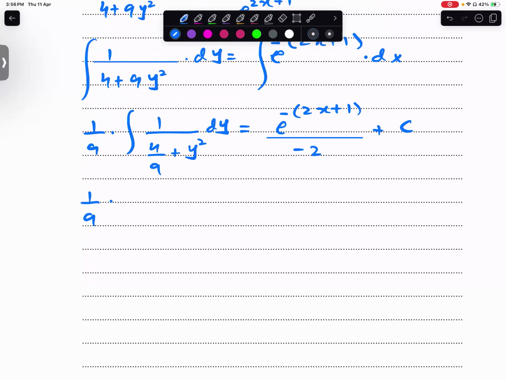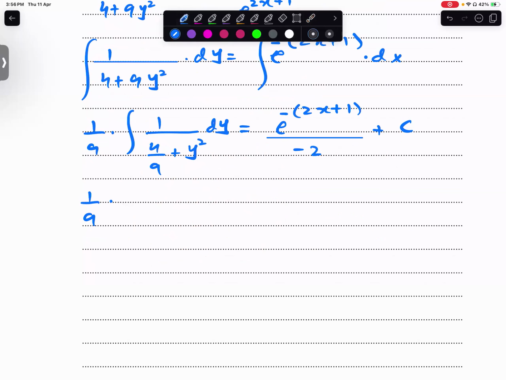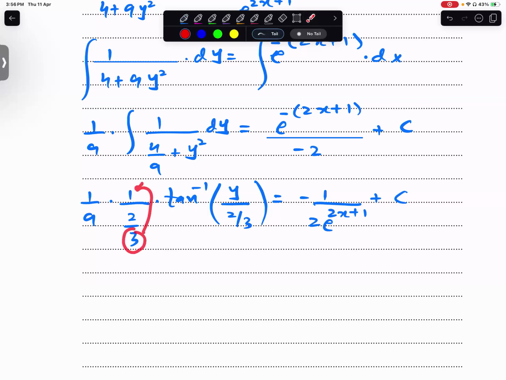Also integrate the left side. You can see that this is 4 over 9. So I can treat it as (2 by 3) whole square plus y square. Considering this in mind, I'm writing the integral of this, 1 over a tangent inverse of x, which is y, over a, which is 2 by 3, is equal to minus 1 over 2 e raised to power (2x plus 1) plus constant of integration. So this 3 will go here in the numerator.